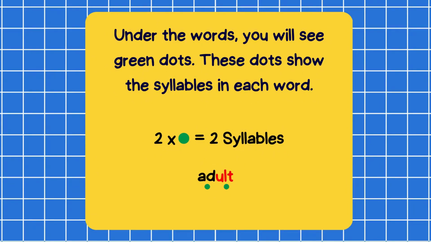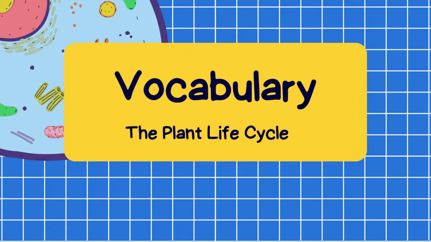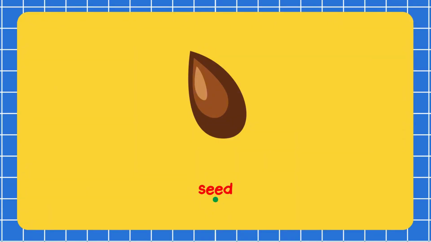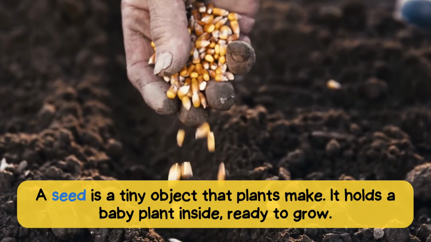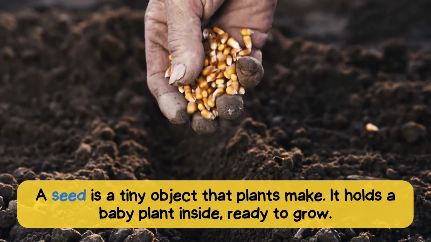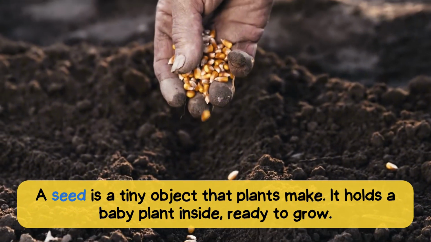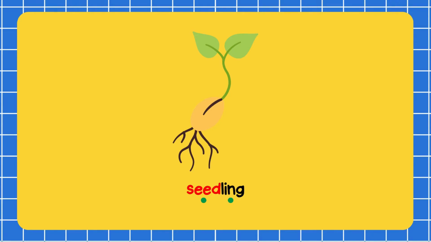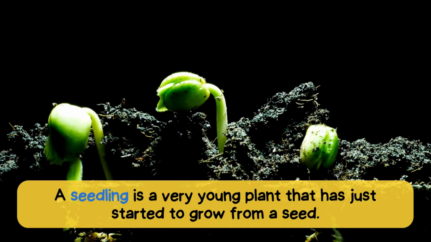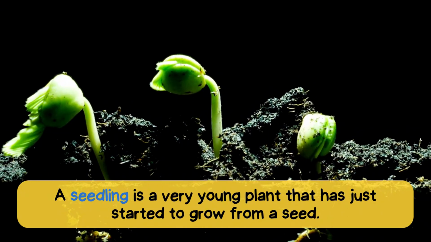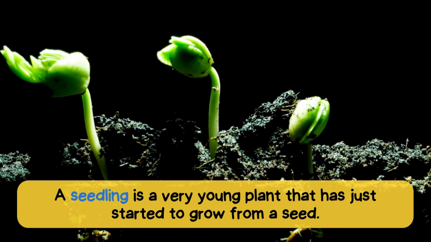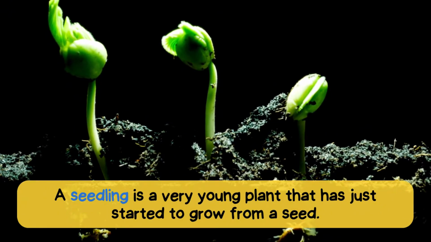Adult. Seed, seed. A seed is a tiny object that plants make. It holds a baby plant inside, ready to grow. Seed, ling, seedling. A seedling is a very young plant that has just started to grow from a seed.